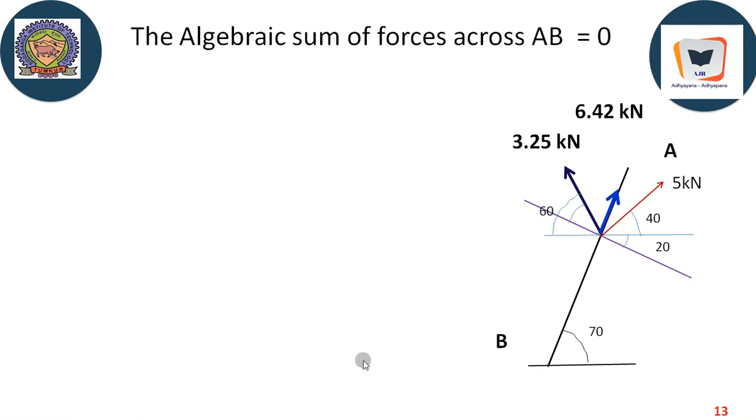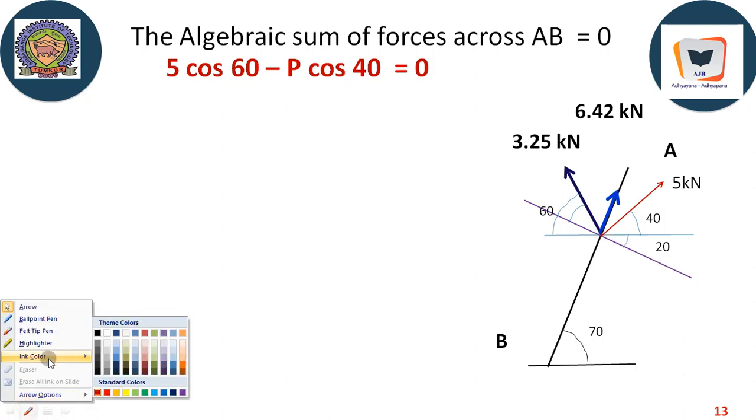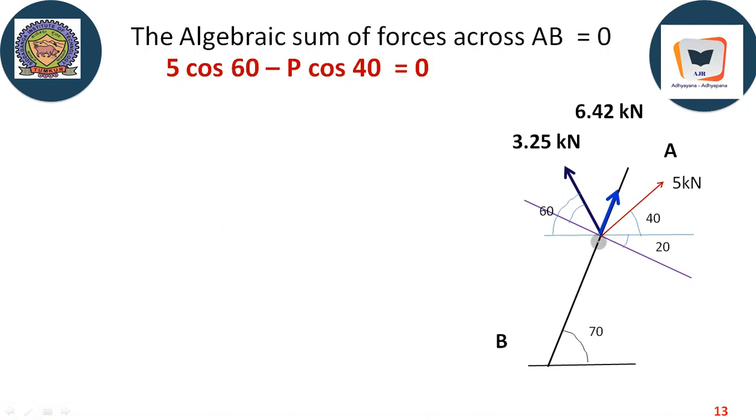Okay. Now it may go like this. Let us see. The algebraic sum of forces across AB equal to 0. Across AB means it is CD. This line is named as CD, let us say. So 5 cos 60. This 5 kilonewton is inclined at an angle of 60 degrees. Therefore it is 5 cos 60. It goes like this along this particular axis. Positive, right? Therefore it is positive.